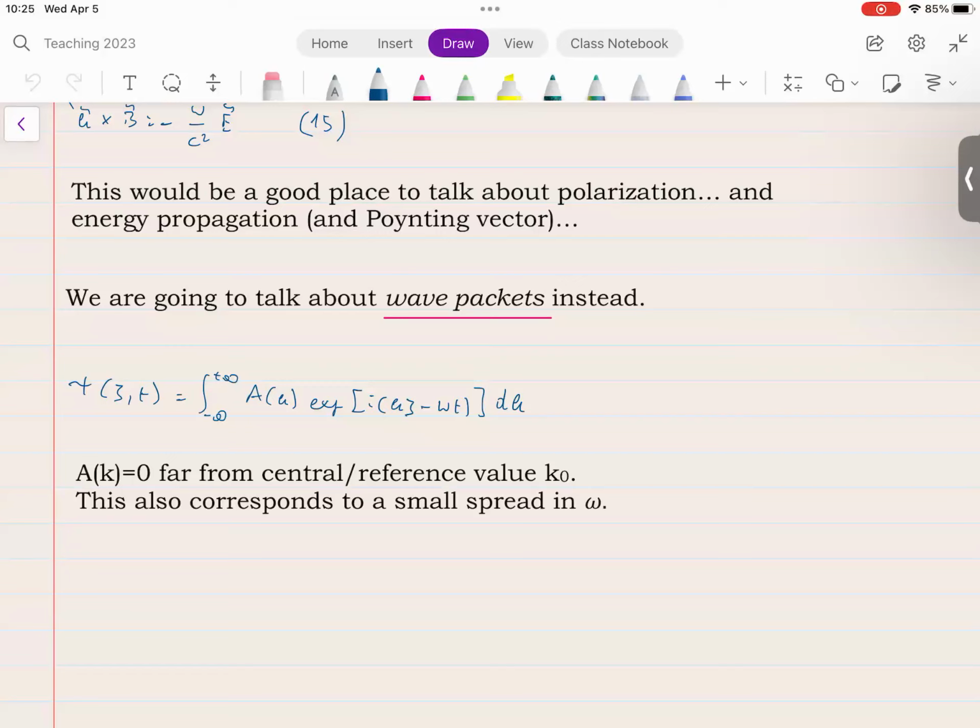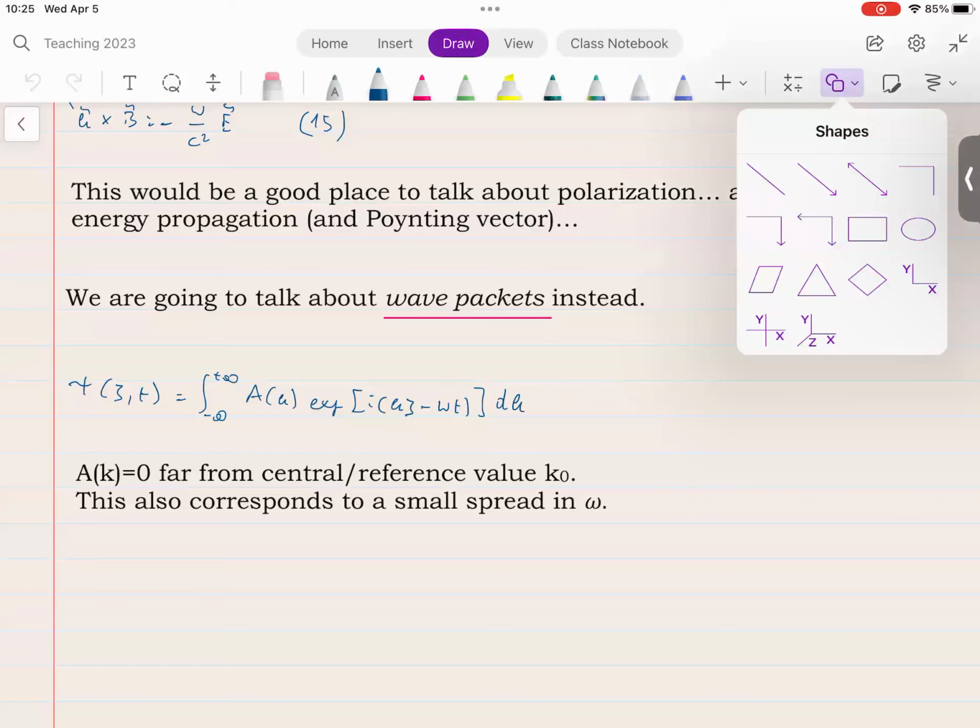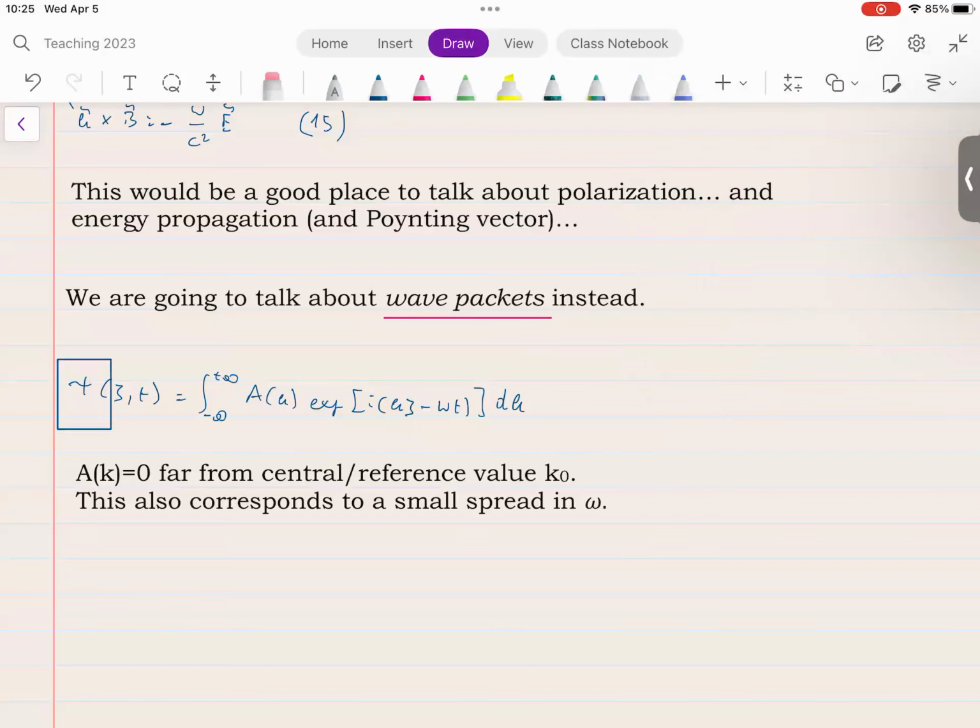Okay, we said that the amplitude A of k is centered around some value k0. That means we can use the dispersion relation, whatever it is, to calculate omega as a function of k. And therefore, k is, in this sense, our independent variable.